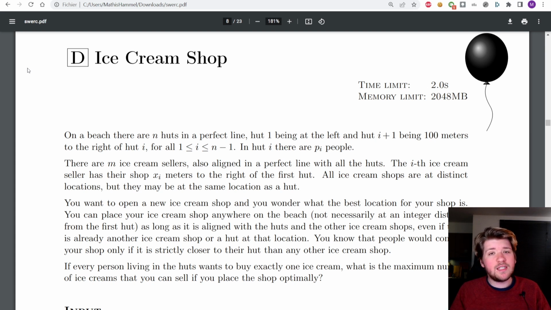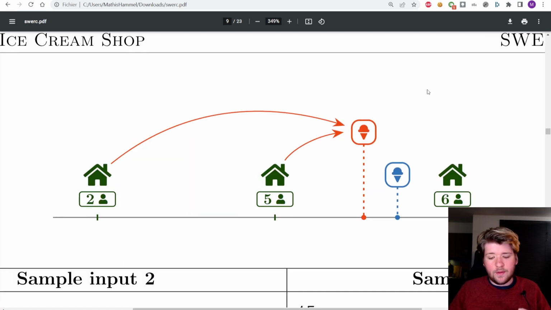And the problem is that we want to find the perfect spot to open our own ice cream shop. In this example, we have 3 huts with 2, 5 and 6 people in it. There's also an ice cream shop that's between the last 2 huts. And here, if we place our ice cream shop at the spot that's marked in orange, there will be 7 people coming towards us. And that will be the maximum amount of people that we can have towards our shop over all possible positions of our shop.